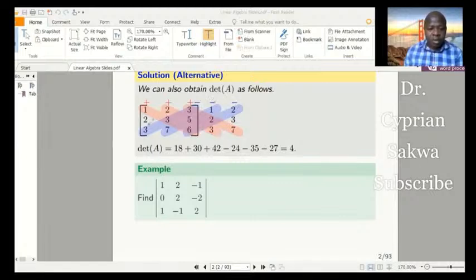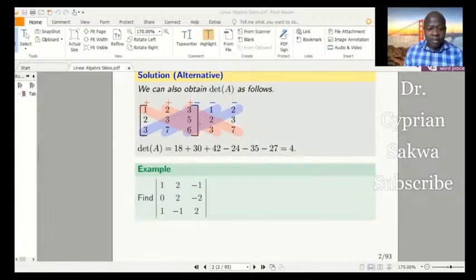And then you notice that there will be 3 diagonals running from left to right. You multiply along these diagonals and add the result. So you can see I've written here plus, plus, plus. When I multiply this diagonal, I get 18. Then along this diagonal, I get 30. Along this diagonal, I get 42.